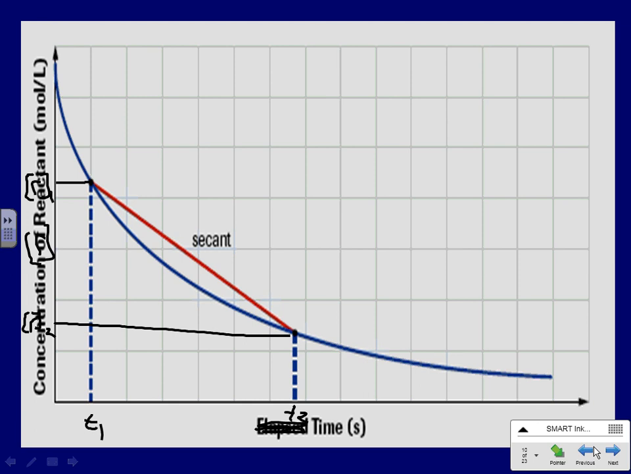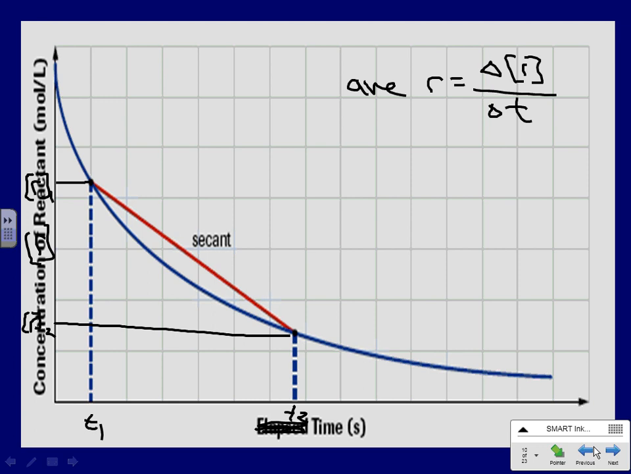And that average rate is going to be equal to the change in the concentration of R over the change in time. Subtract those and subtract those. And that's the equation we just learned. The equation we just learned is actually an average rate equation.